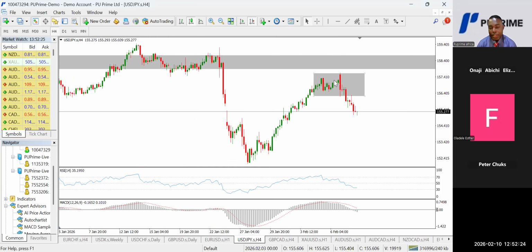For USD JPY, it followed my analysis of yesterday. I said that it was range bound. Either price could break out above or below the box. It has broken out below the box. If you took that yesterday, you should be in profit now.